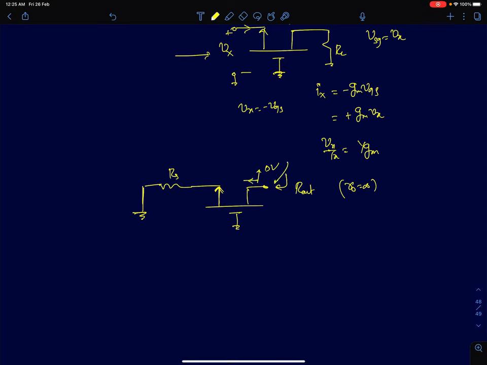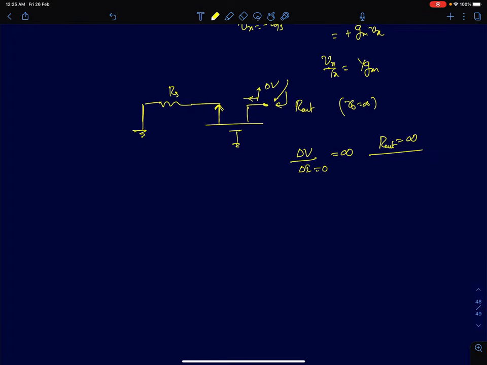So therefore, even though I'm applying a finite change in the drain voltage, which is delta V, divided by delta I, delta I is going to be zero, so this will be infinity. So your output resistance will be infinity if you ignore R0. So we found output resistance and input resistance.